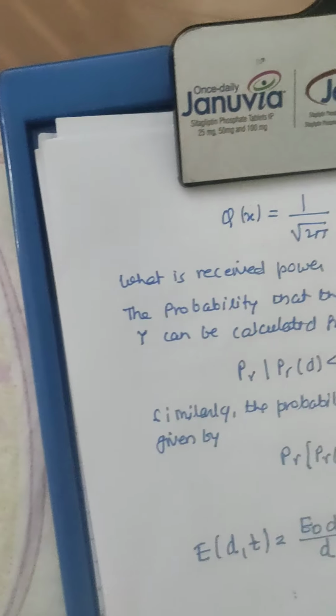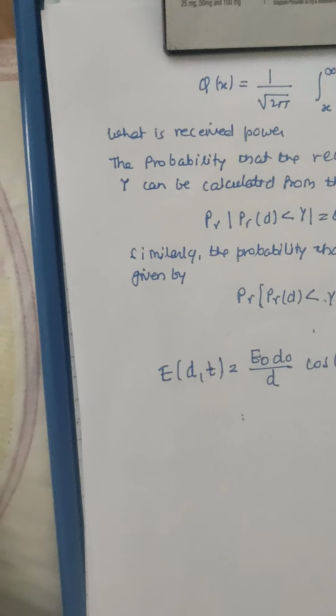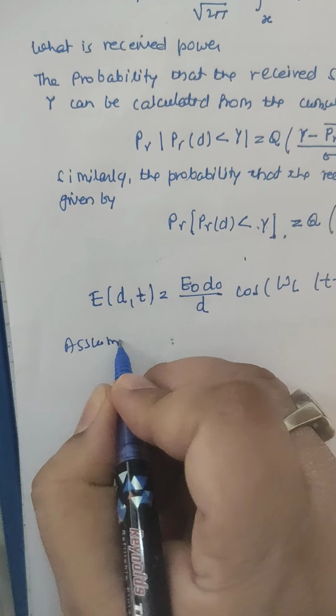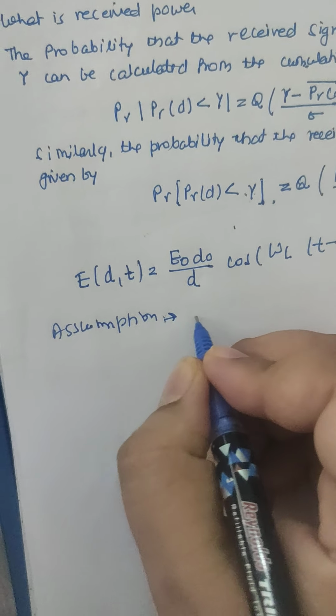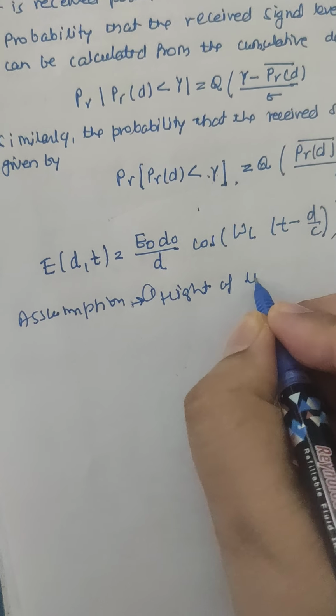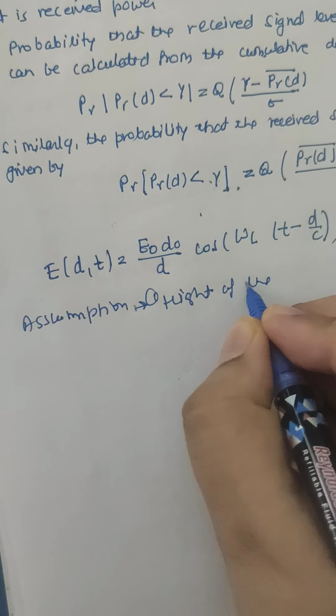Before going into details, we have some assumptions. The first is that the height of the antenna is larger than the wavelength of the propagating wave. That means the height of the antenna and the height of the receiver are greater than the wavelength.